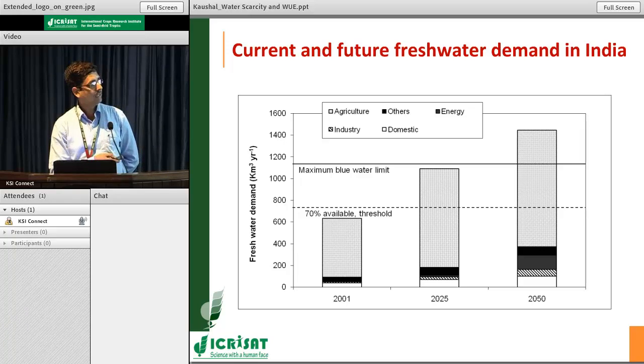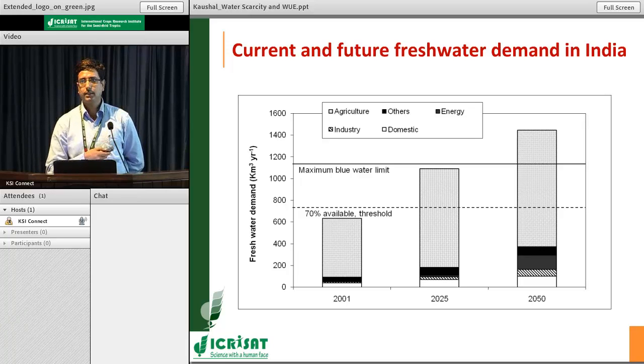Other than that, there is also increasing demand from the domestic and industrial sectors. At present 90% of water is consumed in agriculture, but in future 30 to 40% or even 50% of water will go to sectors other than agriculture. So we need to look at how to enhance water use efficiency.